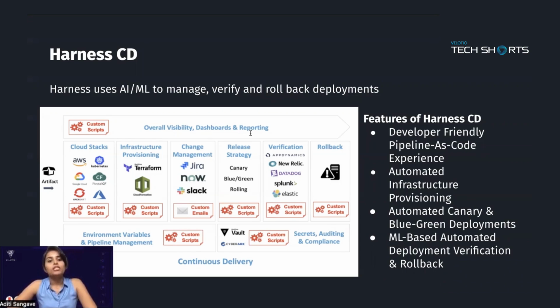Rollback step is basically it rolls back the deployment if something goes wrong. Then there's a custom dashboard, which is provided by Harness, where we can visualize all deployment related data. Harness offers continuous delivery as a service, which has features like developer friendly pipeline as code experience, automated infrastructure provisioning, automated canary and blue green deployments, and ML based automated deployment verification and rollbacks. This makes deployments using Harness relatively easy.